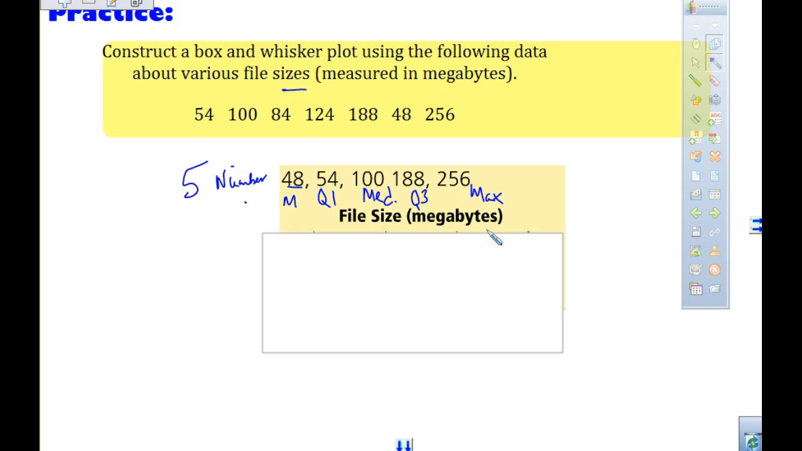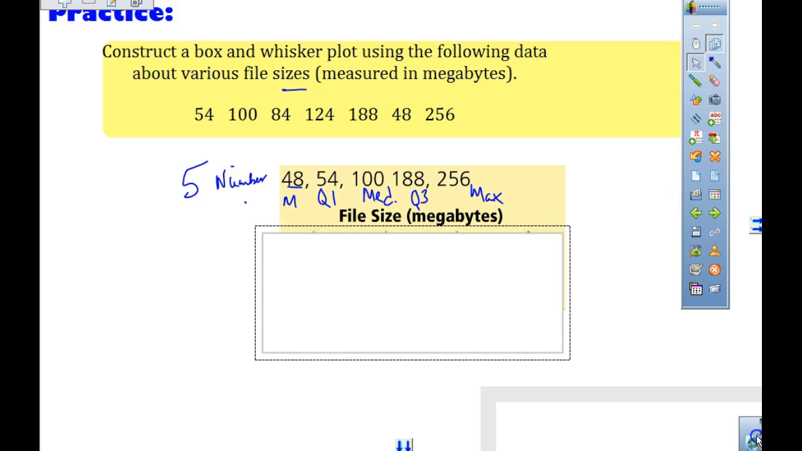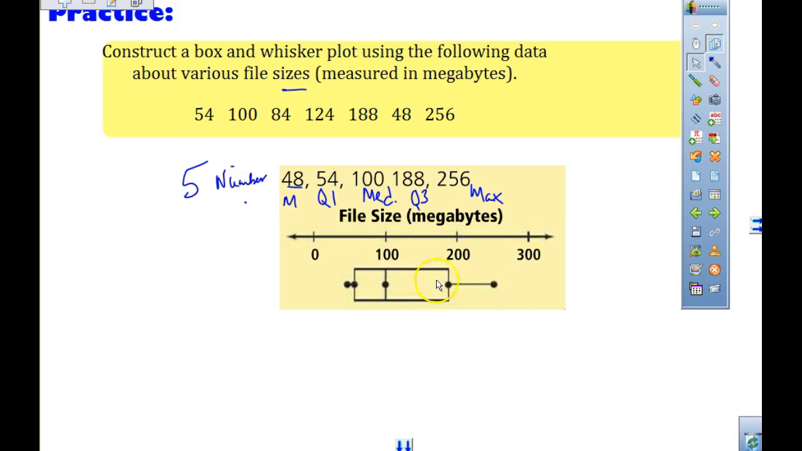So in this one, after we got our 5 numbers, we now want to construct this. Talking about what we're looking at, if they had a title, that's a good idea to put that. We're talking about full-size megabytes. 25% of our data went from 48 to 54, right? That's 25% of my data right here, okay? The other 25% goes from 54 up to 100.